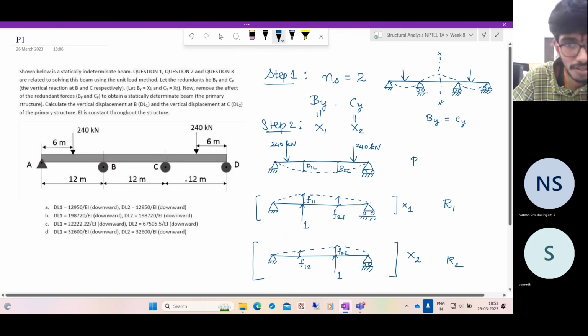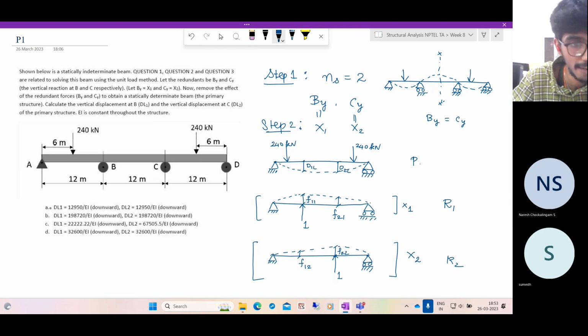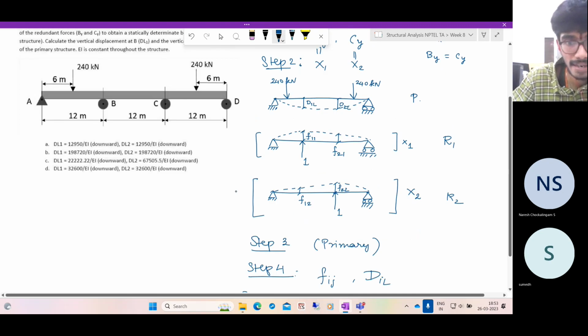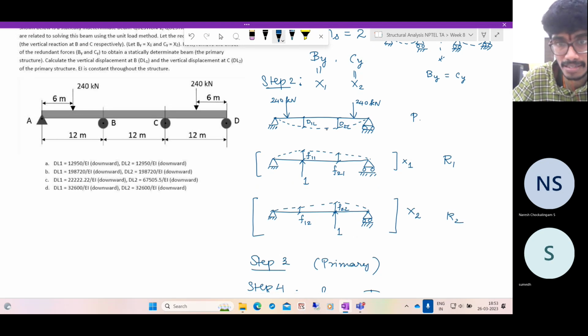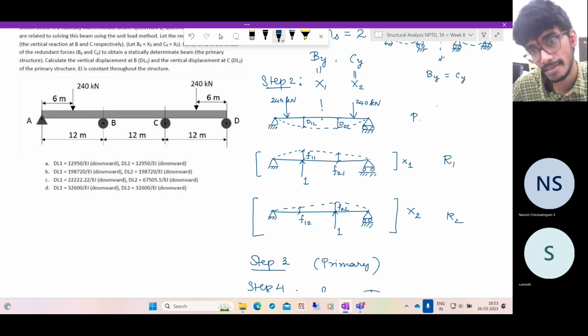So this first problem is to determine d1L and d2L. So he calls it dL1 and dL2. It is very simple. So how do we do it? Let us consider this structure. Now, before that, is the primary structure with the applied loading symmetric? Yes. So this structure is also symmetric about this axis.